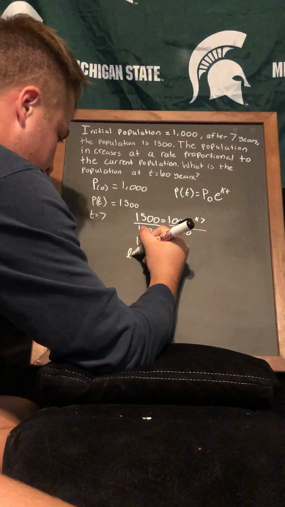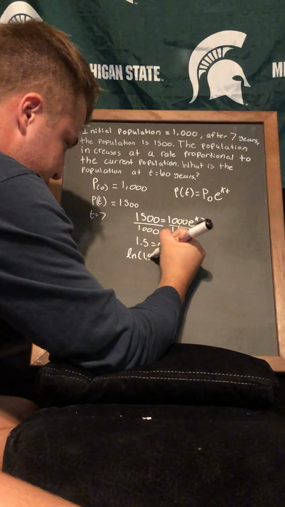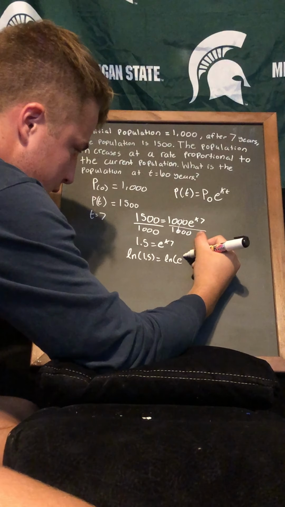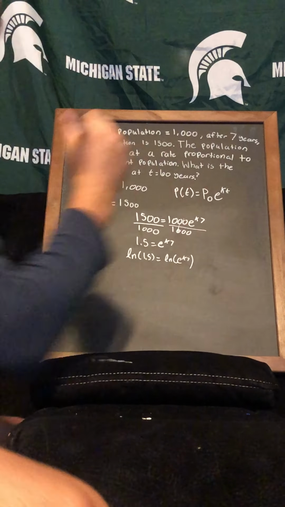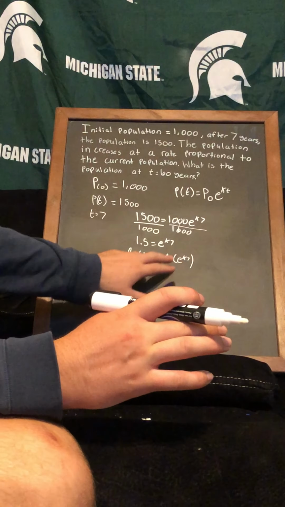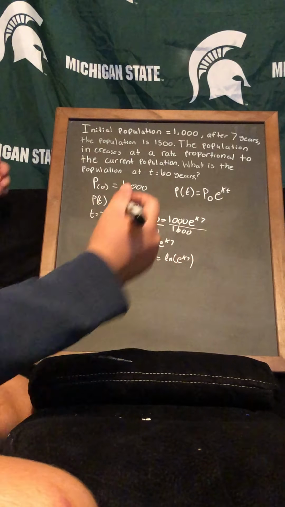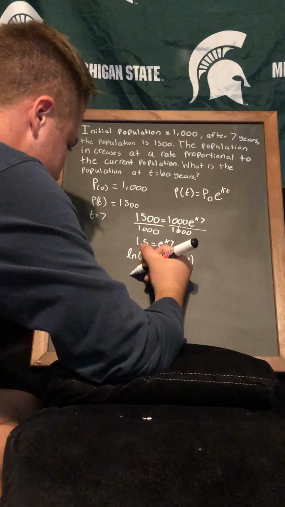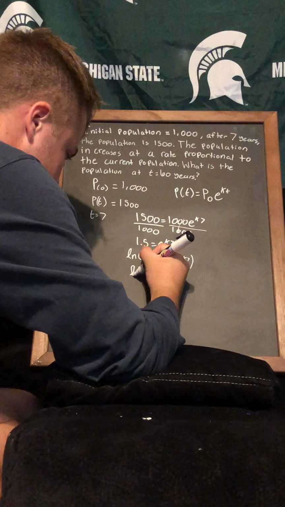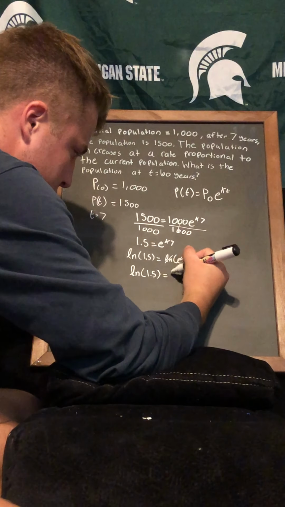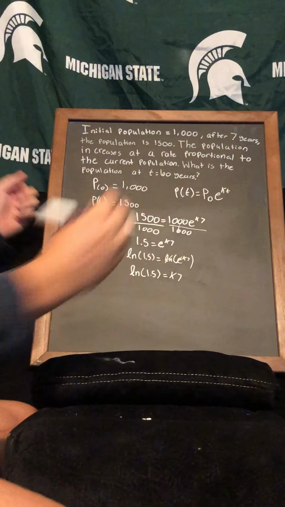So from here, you will get the natural log of 1.5 is equal to the natural log of e to the k7. Now, as we know, when you take the natural log of e, they cancel out. So that's going to cancel, which will leave you with the natural log of 1.5 is equal to k7.